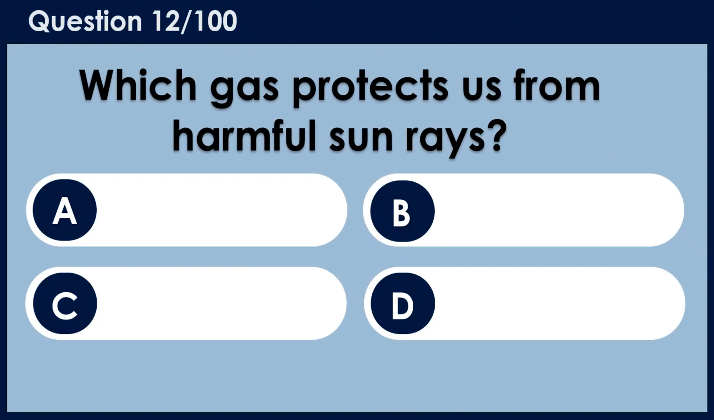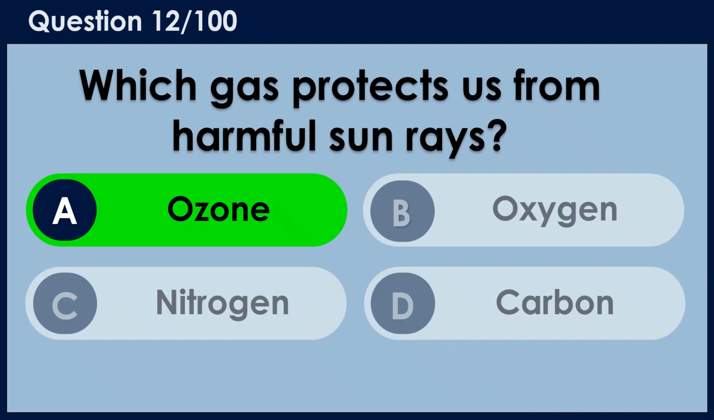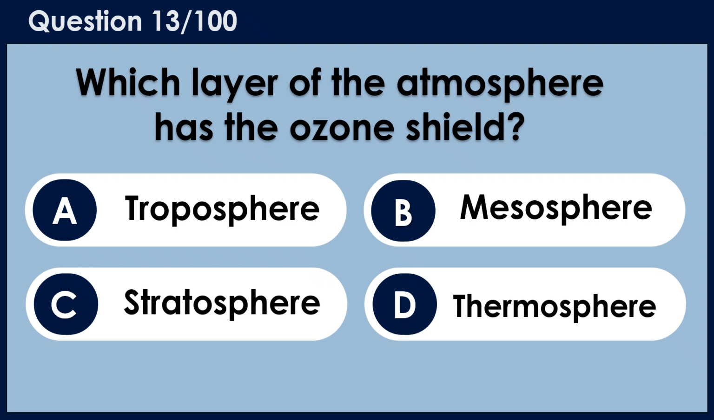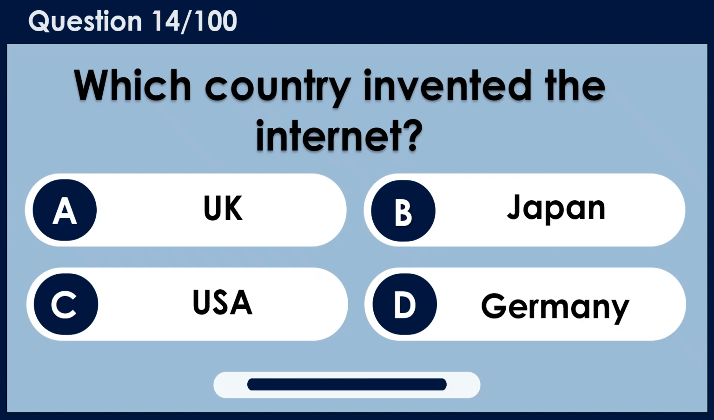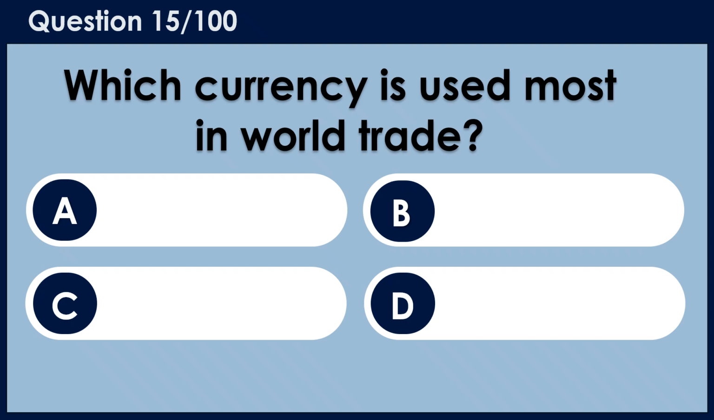USA. Which gas protects us from harmful sun rays? Ozone. Which layer of the atmosphere has the ozone shield? Stratosphere. Which country invented the internet? USA. Which currency is used most in world trade?